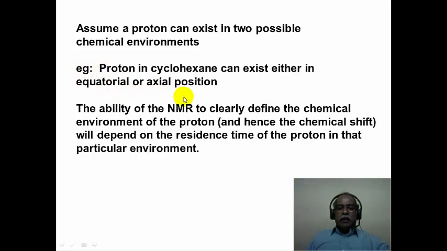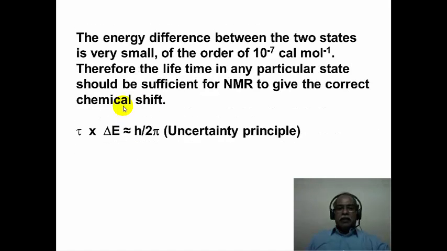The ability of NMR to very clearly define the chemical shift environment of a proton, and hence the chemical shift value of the proton, will depend upon how long the proton is residing in that particular chemical environment. If it is residing, for example, long enough, then NMR will be able to tell the chemical environment to be either axial or equatorial. If it is too short, then NMR probably will give an average value of the equatorial and the axial chemical environment positions.